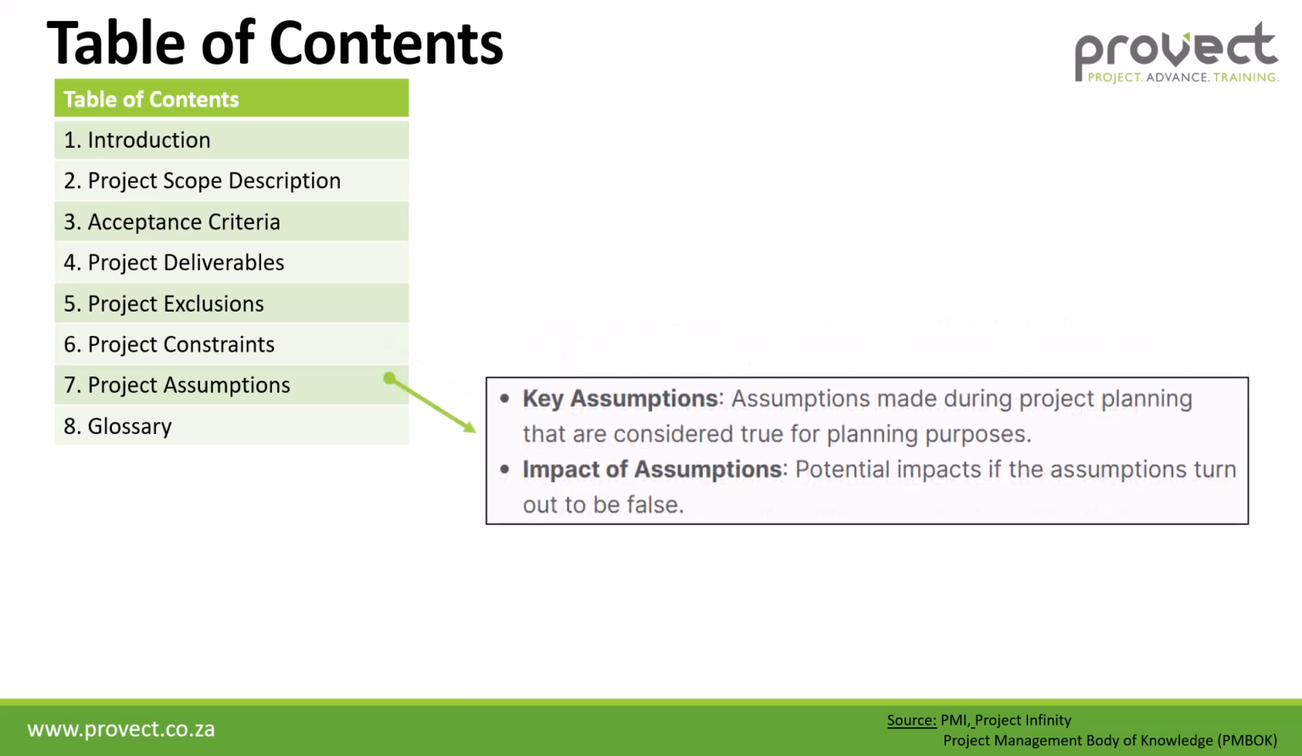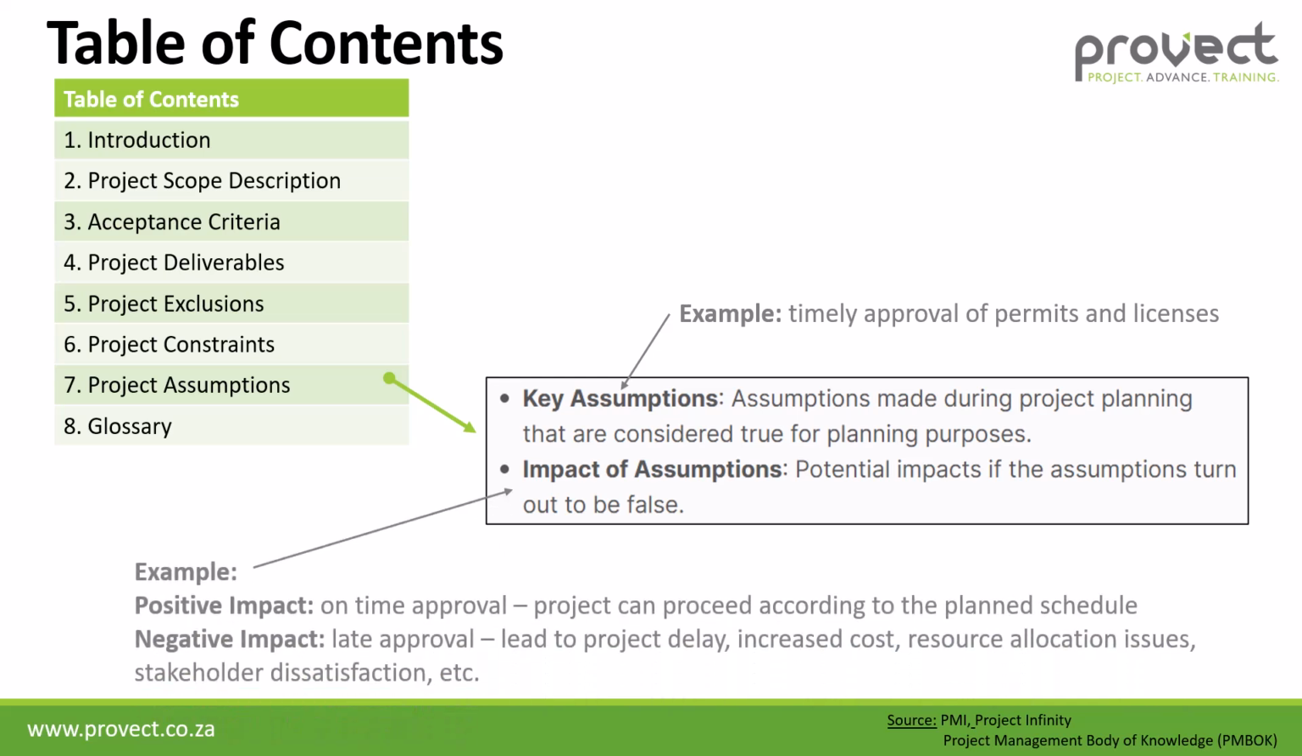Then we've got our project assumptions. That can be key assumptions, that's assumptions made during the project planning. As an example, that can be timely approval of permits and licenses for our building a house example. And then we can also include the impact of assumptions. That is the potential impact.